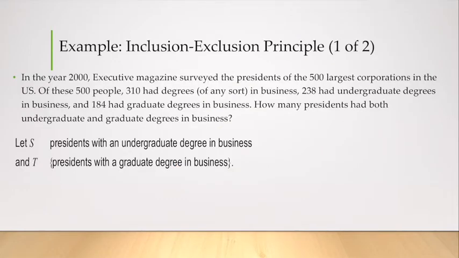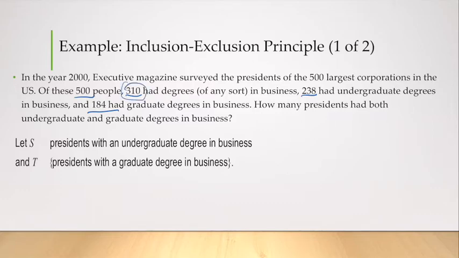So let's go through an example. I think we did this exact same example in finite, but I really liked it, so we're going to do it again. In the year 2000, Executive Magazine surveyed the presidents of the 500 largest corporations in the U.S. Of these 500 people, 310 had degrees of any sort in business, 238 had an undergraduate degree in business, and 184 had graduate degrees in business. How many presidents had both undergraduate and graduate degrees in business?